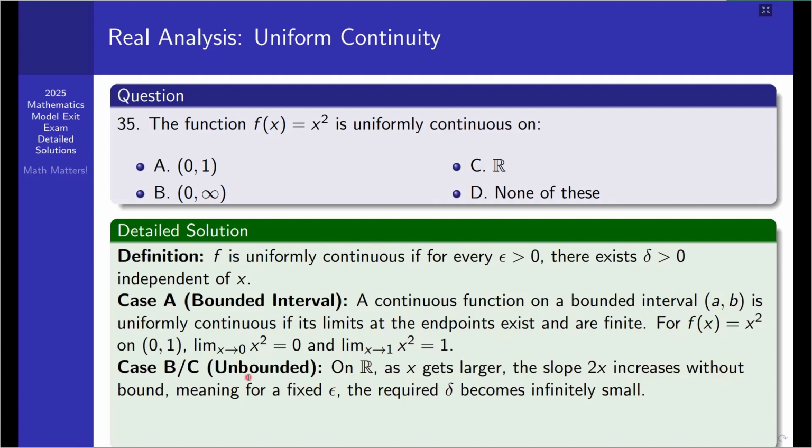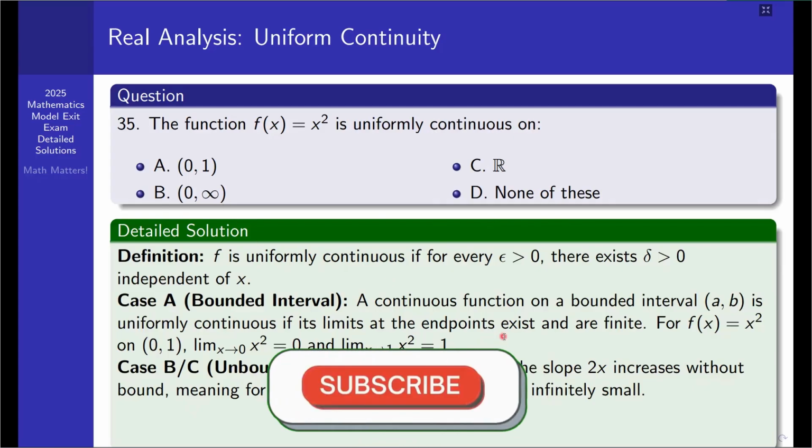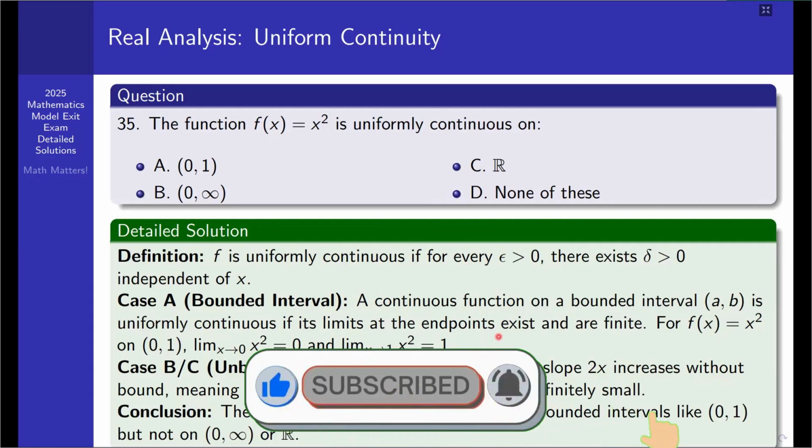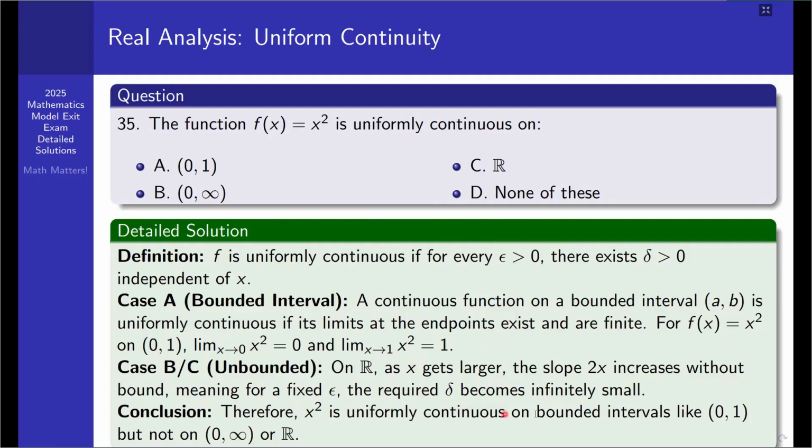But for the others, they are unbounded on R. As x gets larger and larger, the slope of x squared increases without bound, meaning for a fixed epsilon, the required delta becomes infinitely small. Or even the limit may not exist. Therefore, the conclusion is that x squared is uniformly continuous on bounded intervals like 0 to 1, but not on 0 to infinity or R. Therefore, the answer is the first one, that is A, 0 to 1.